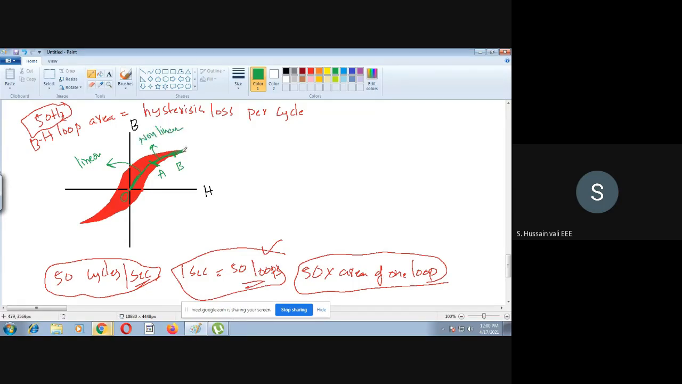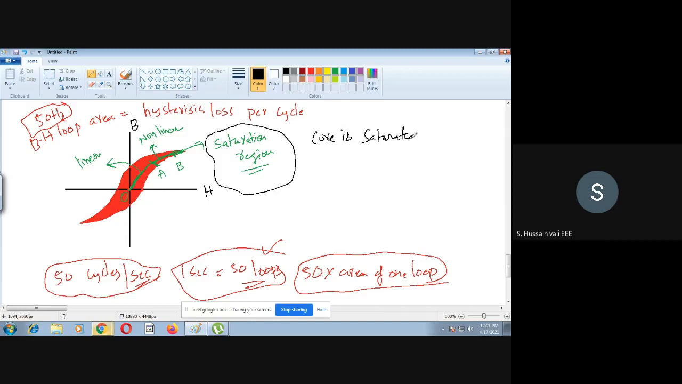Okay, beyond B, what is that? Beyond B, you call that the saturation region. This saturation region is a very dangerous region, so you should not operate in it. If you try to operate in this region, the magnetic circuit, that is the core, is saturated.